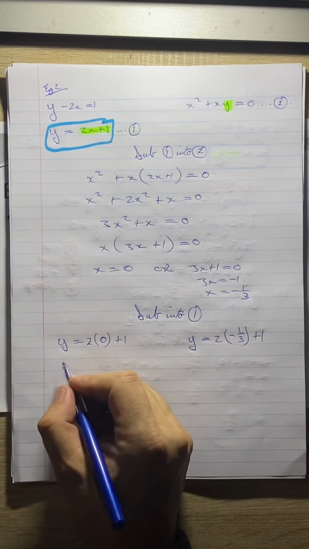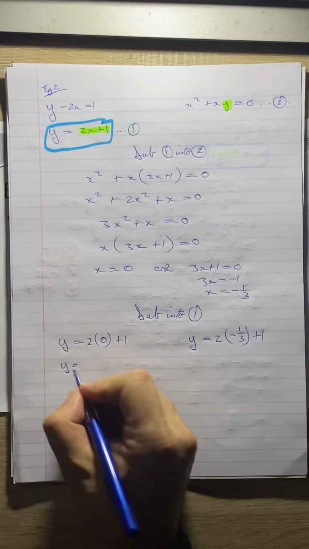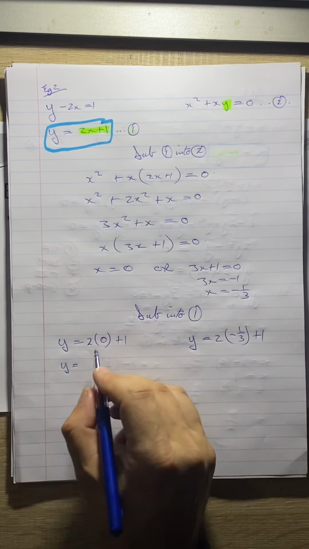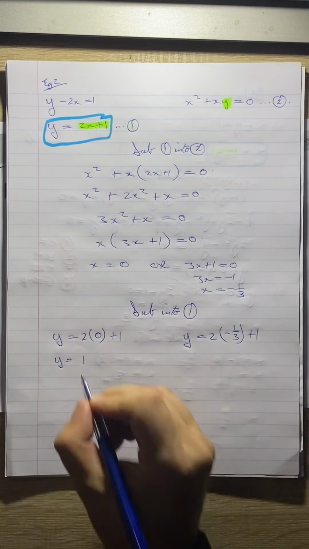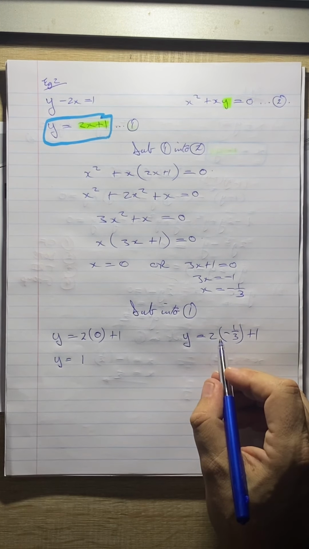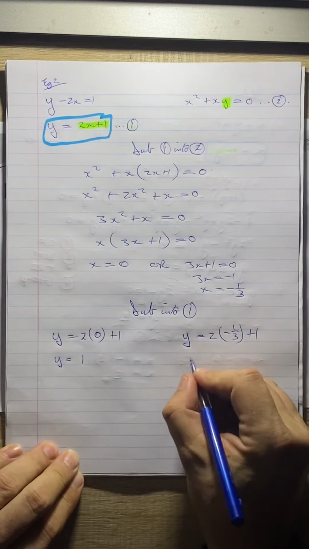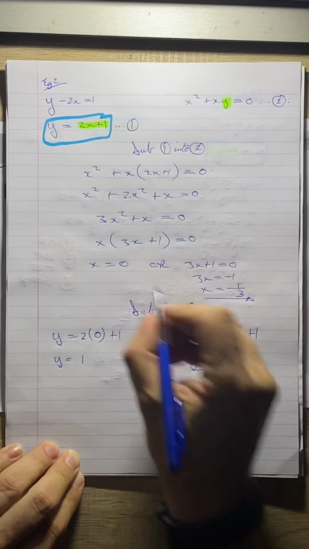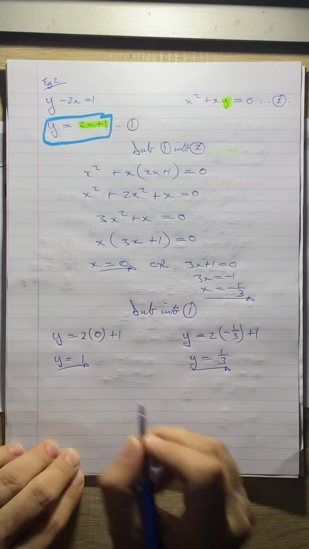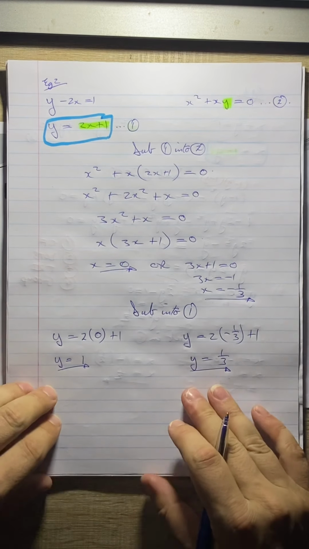All right, so over here, we get 2 times 0 plus 1, that's going to give us 0, and that's just 1. Over here, you can just do this on your calculator, and we get 1 over 3. So there's our one solution, our 1 x and our 1 y. Okay, so not too bad, guys.